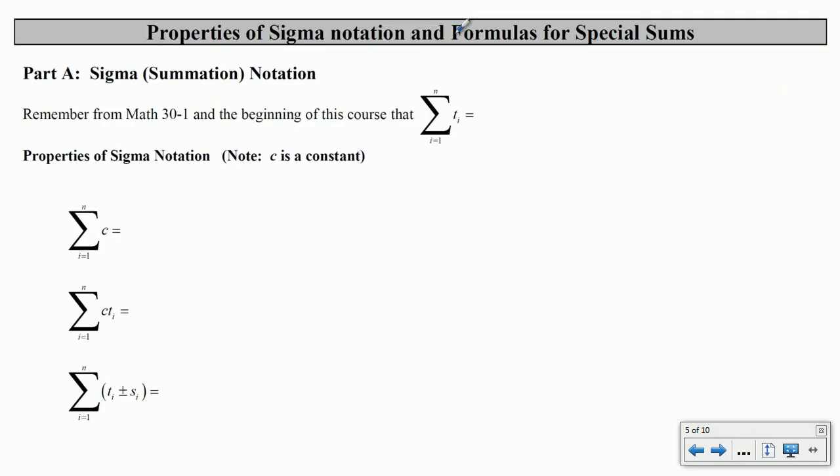Next topic, properties of sigma notation and formulas for special sums. So sigma notation, remember that the sum of ti from 1 to n can be written like this.